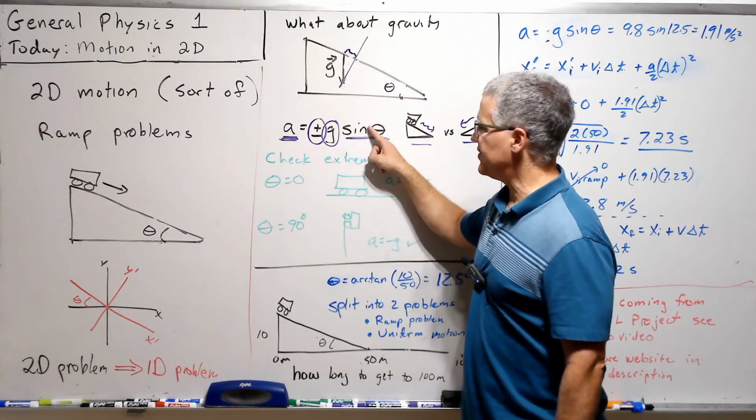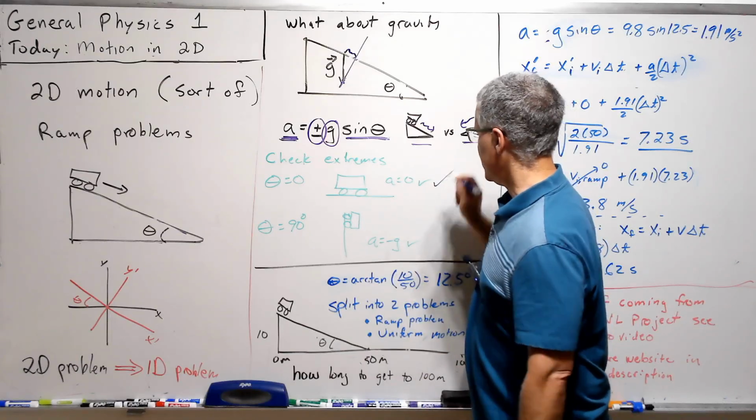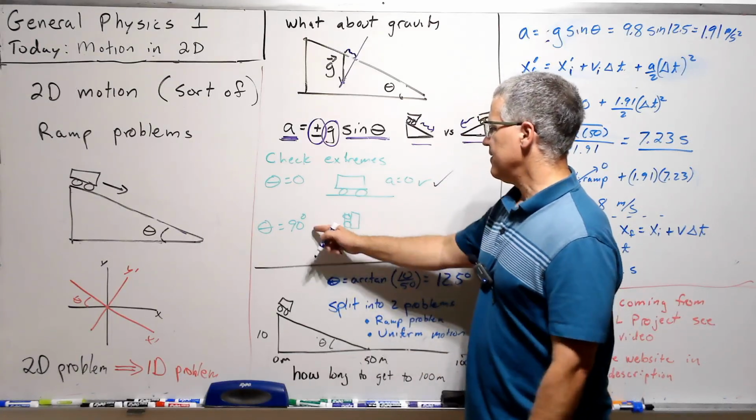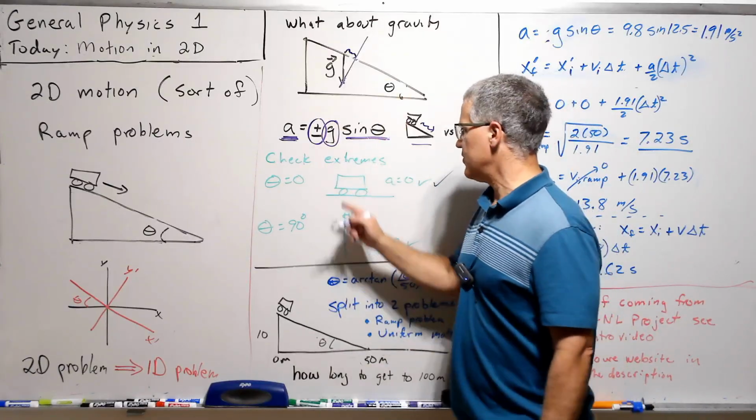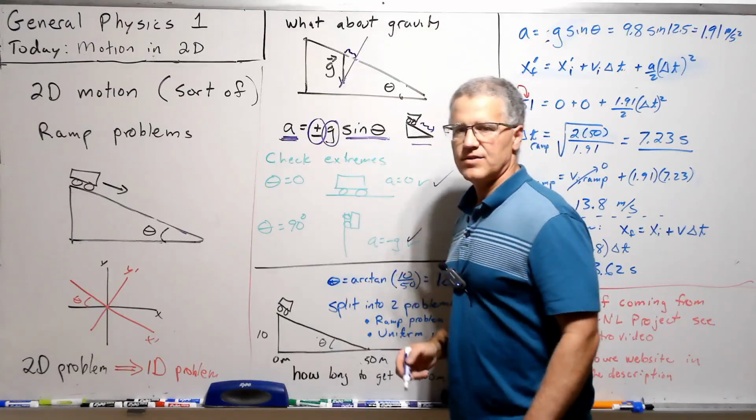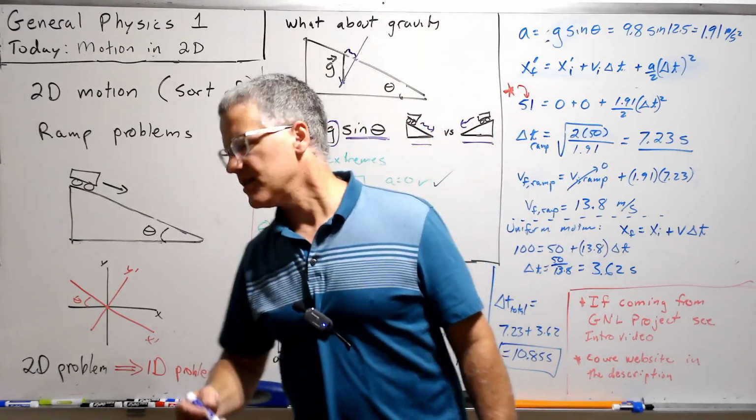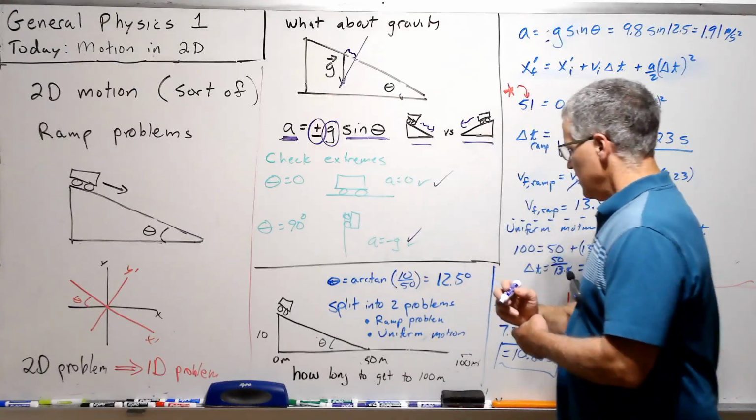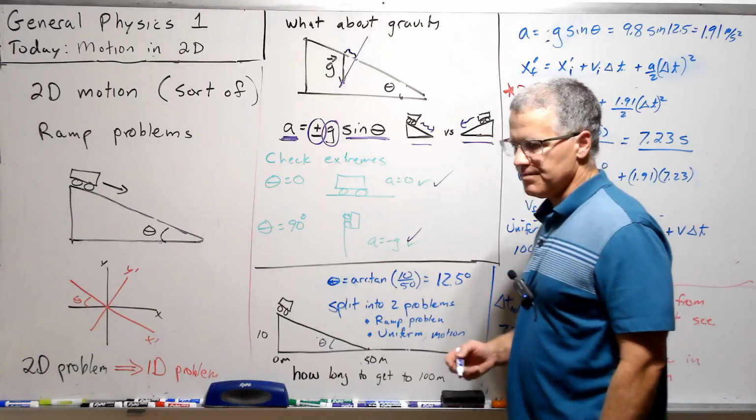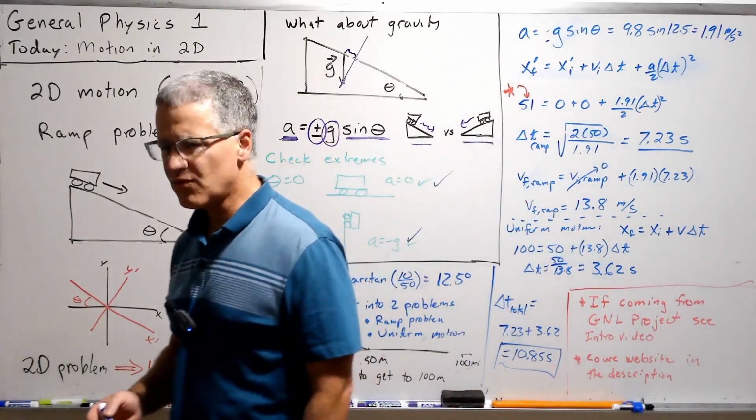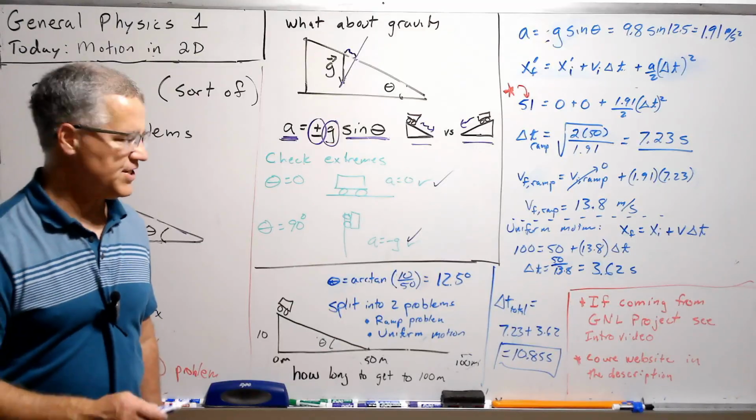Sine of 0 is 0. And so we indeed get acceleration of 0. At 90 degrees, sine of 90 degrees is 1, and we get an acceleration of minus g in this case, going downward. Okay, well, let's work a problem, and the ramp problems themselves are pretty simple and straightforward.